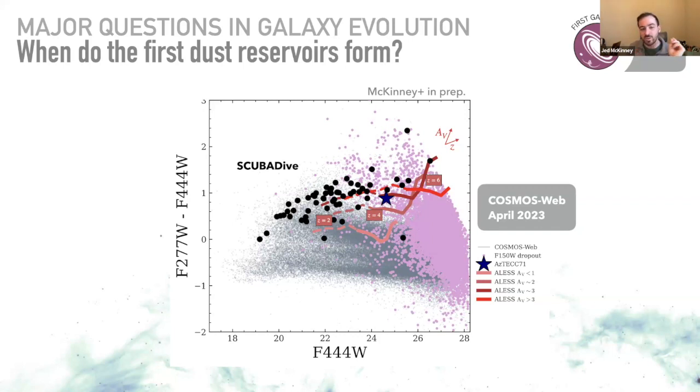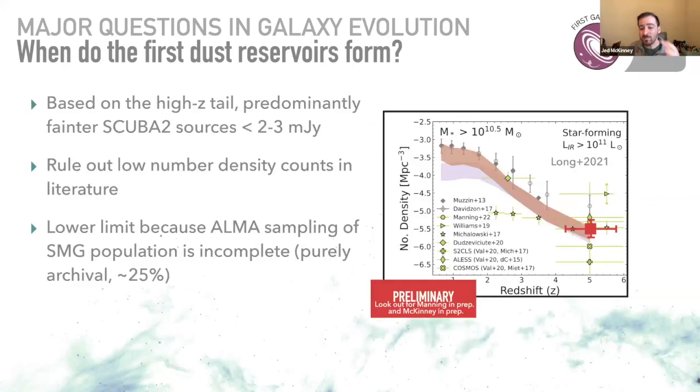I think this is super interesting because remember, many of these sources were never detected below 850 microns, which means we haven't really had good handles on things like their stellar mass and even their redshifts before being able to combine the submillimeter data with JWST. And what we're finding is potentially many more of these sources than we thought.